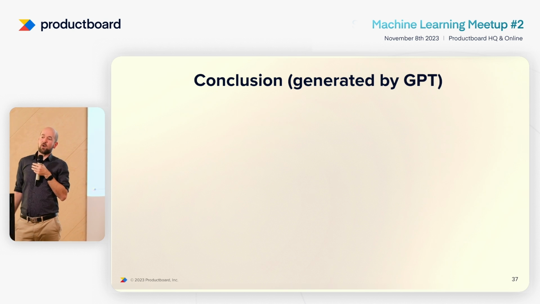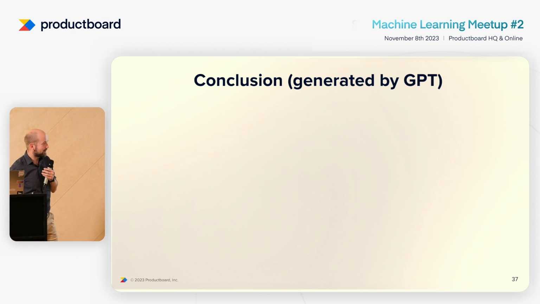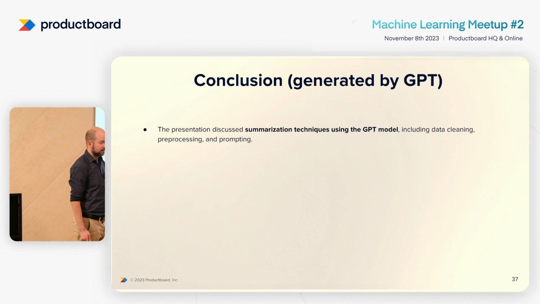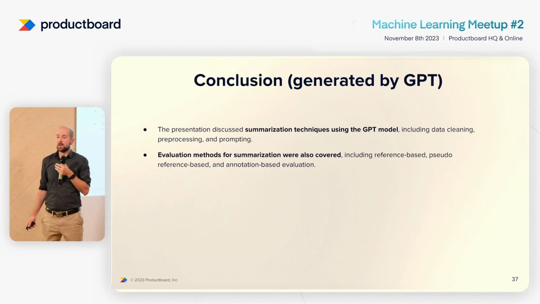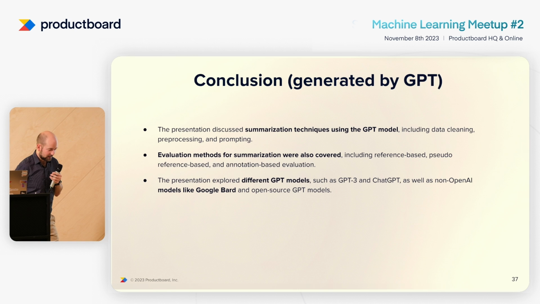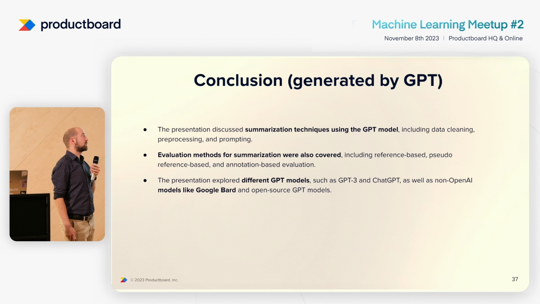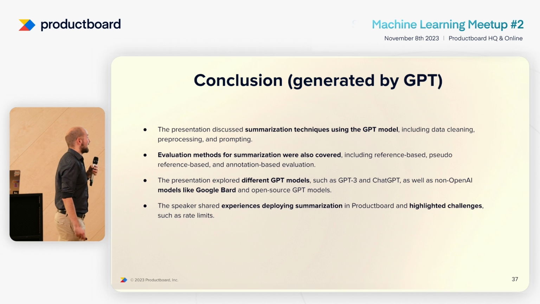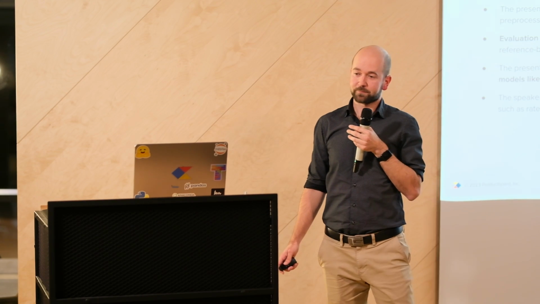So that was it from me. Here I have a summary generated by GPT. I just pasted the talk into GPT. So I've discussed summarization techniques using the GPT model, how to actually evaluate the quality of summaries, what other models we can use and their advantages and disadvantages, and how we actually deployed it into production. Thank you for your attention.